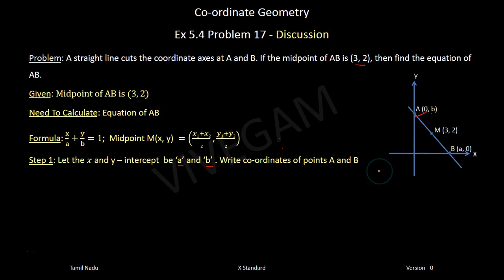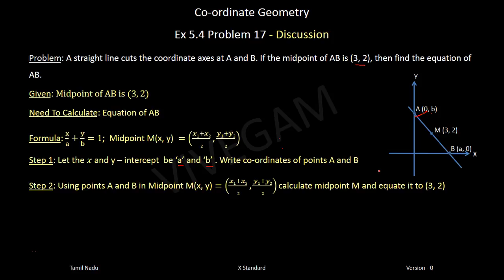Now with the points A and B, you can find the midpoint and equate it to (3, 2). Now what is the midpoint of AB? (x1 + x2)/2, that is (0 + a)/2, equal to 3, from which a can be calculated. And what's the midpoint of the y coordinate?